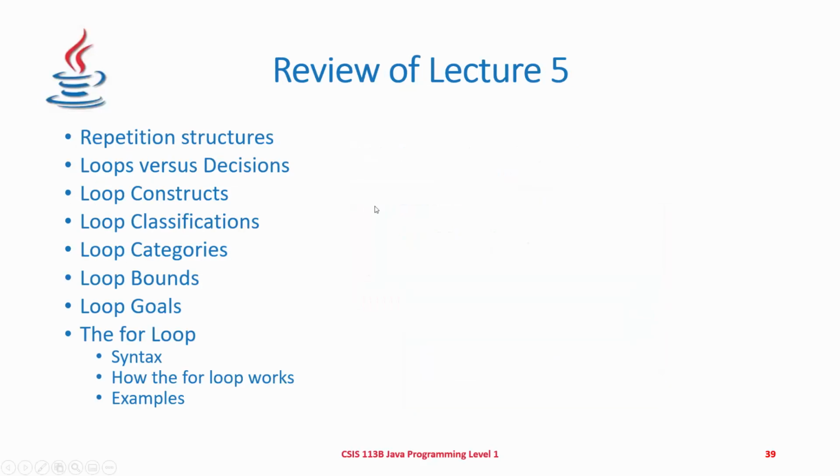To review our lecture, we took a look at repetition structures. We discussed the difference between loops and decisions. Then we showed you loop constructs, loop classifications and categories. We focused in on loop bounds and loop goals to make sure that you configure your loops correctly and that they exit properly and don't run forever. And then we took a look at the for loop, the syntax of the for loop, how the for loop worked, and gave you various examples of using the for loop.